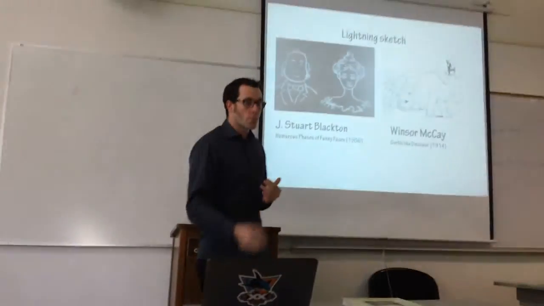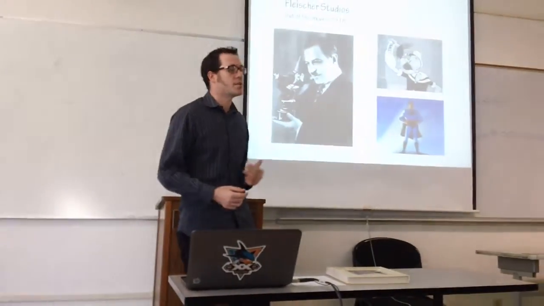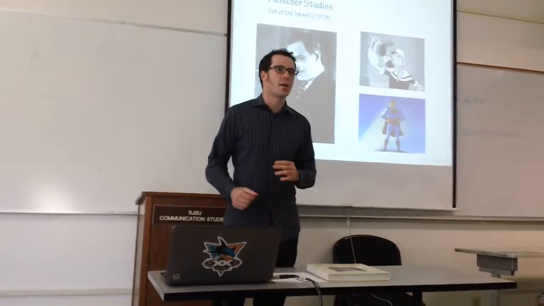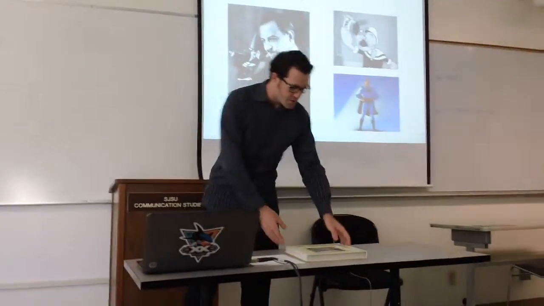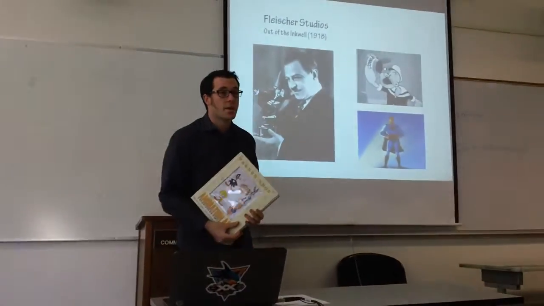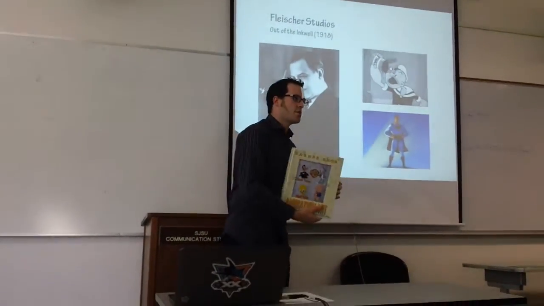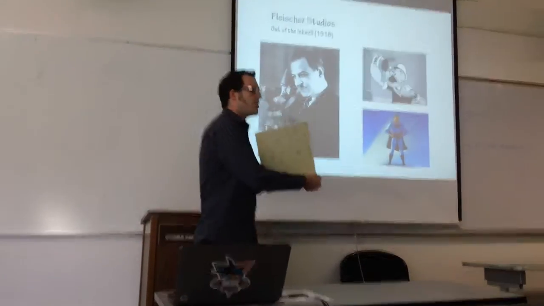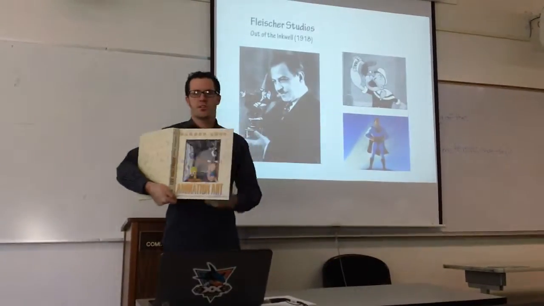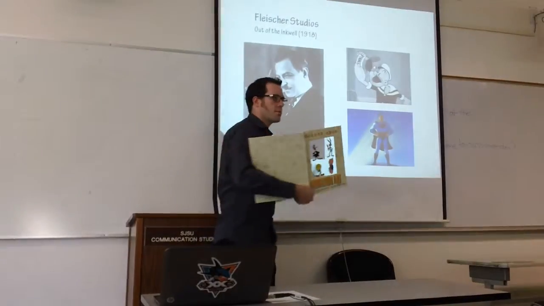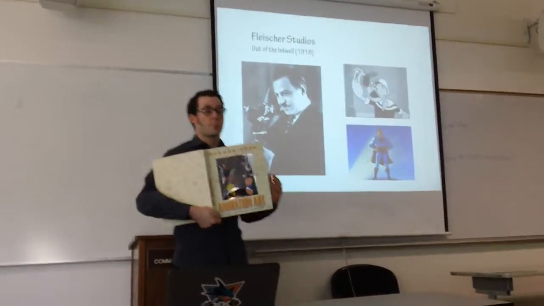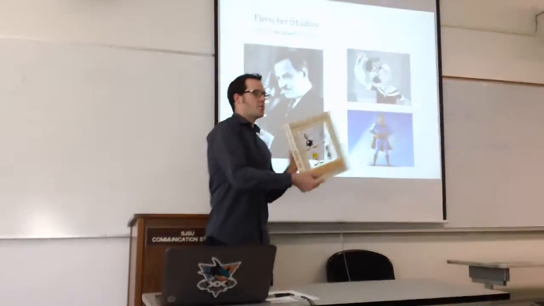Winsor McCay was another one of these pioneers, and he actually started off using cell animation, which is what we not necessarily see today. It's sort of on its way out, but it was the main form of animation for several years. And I'll use this book as kind of a demonstration on how cell animation works. So this is a cell. It's a clear piece of plastic, and your character or object or whatever is drawn on that, or painted on that, and it's put onto a background.